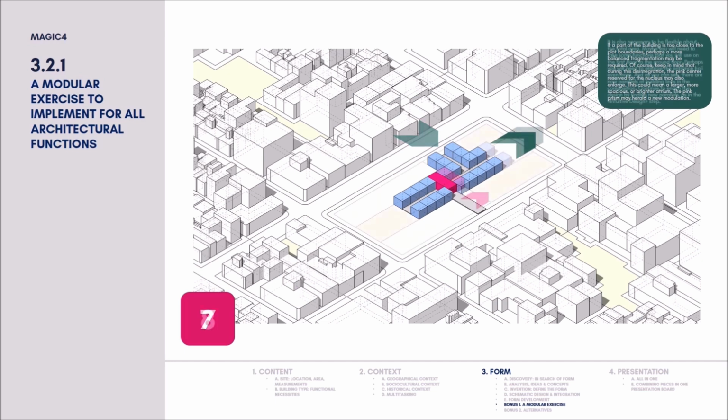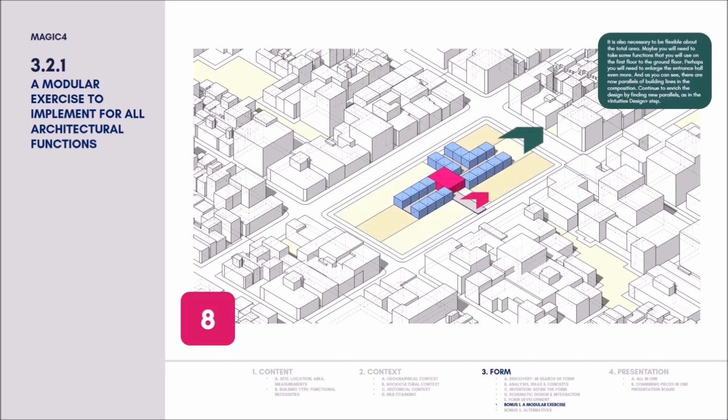8 and 9. It is also necessary to be flexible about the total area. Maybe you will need to take some functions that you will use on the first floor to the ground floor. Perhaps you will need to enlarge the entrance hall even more. And as you can see, there are now parallels of building lines in the composition. Continue to enrich the design by finding new parallels, as in the intuitive design step.